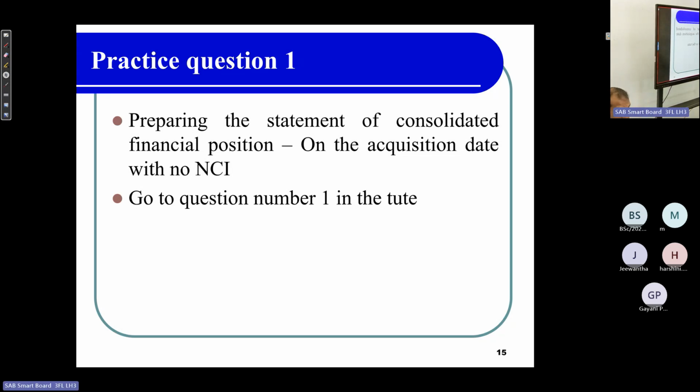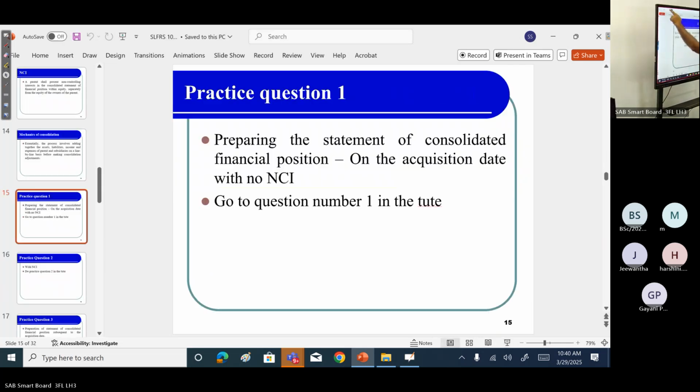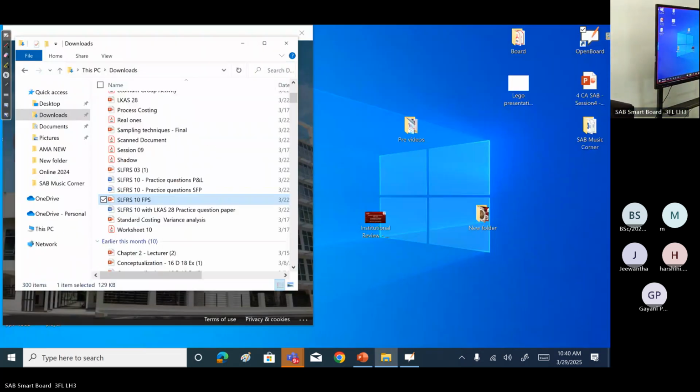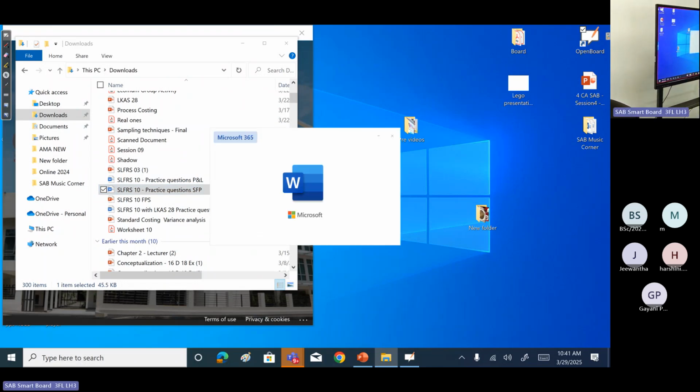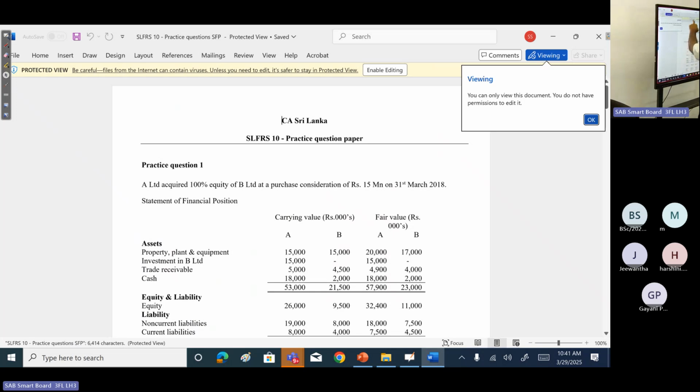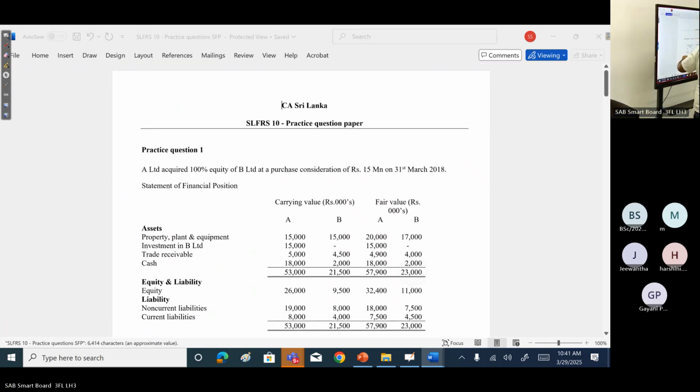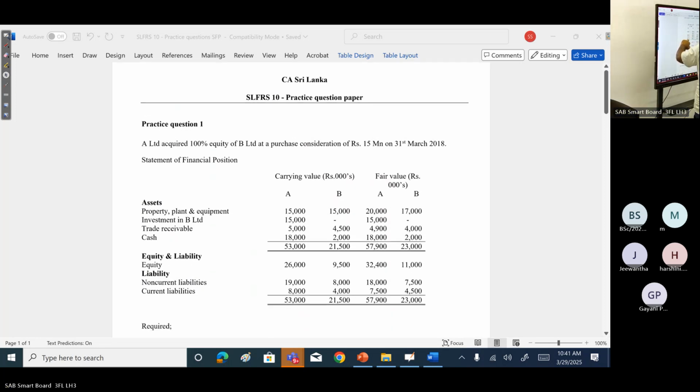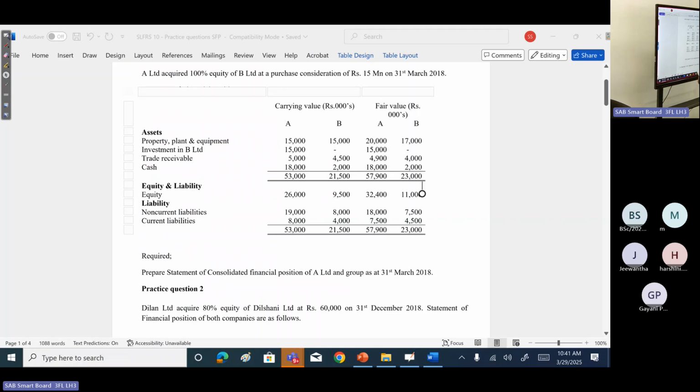Right. Now we'll do question number 1. We'll do this question. Prepare the statement of consolidated financial position of A and its group at 31st March 2008. That is the reporting date.